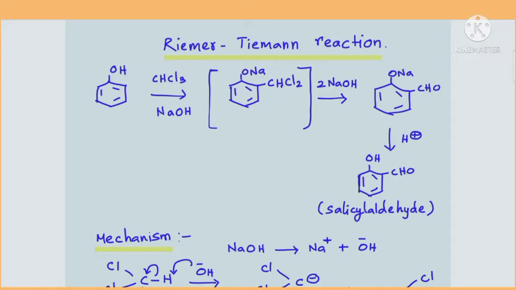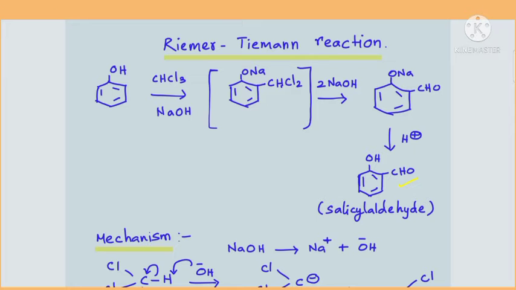When phenol reacts with chloroform, CHCl3, and NaOH, it gives a compound with the formula benzene ring with OH group and CHO group, which is called salicylaldehyde. So the formation of salicylaldehyde from phenol when phenol reacts with chloroform and NaOH is what we call the Reimer-Tiemann reaction. Okay. So this was the net reaction.